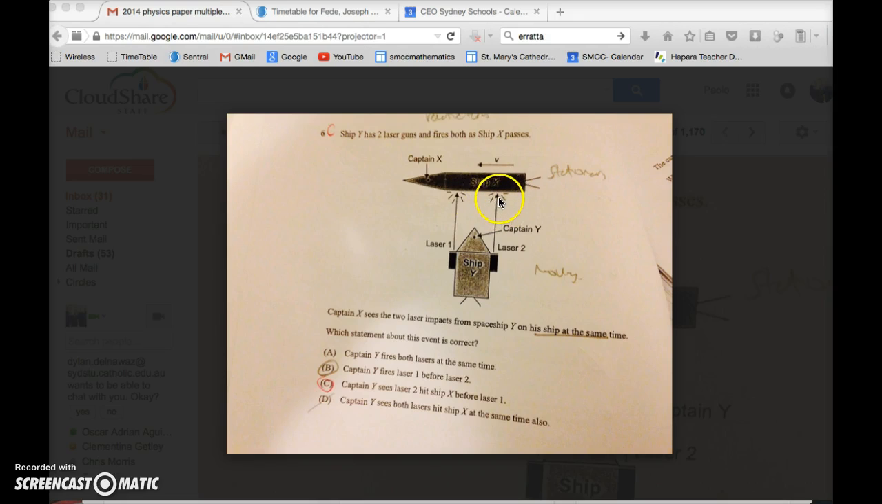This one here must go first, so the light from it comes over to look at him, and then as this one's coming over, this one here goes off and comes to him. Okay, that's what must be happening.